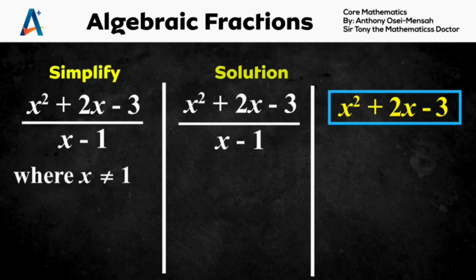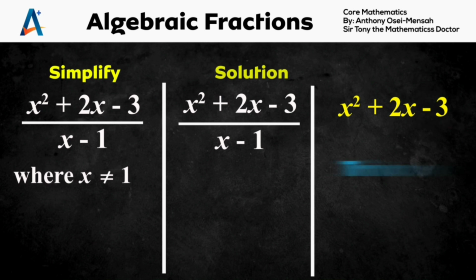If you consider this particular algebraic expression here, you realize that there are 3 terms. First term, x squared. Second term, 2x. And the third term is 3, or negative 3. Now, 3 terms means it is a trinomial. So it is a trinomial.